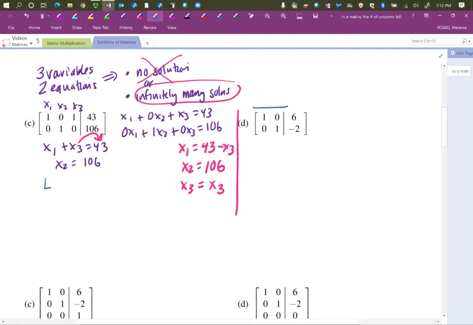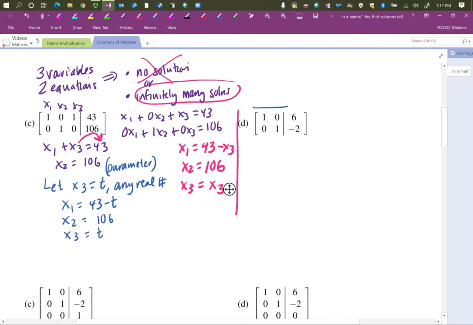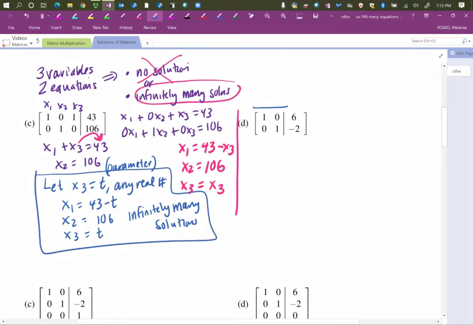So this is where you usually see something like this. Because x sub 3 is in both of these, we're going to let x sub 3 equal t, where t is any real number. Now t is called a parameter. It's any real number. So we have x sub 1 equals 43 minus some real number. So this side now is a number instead of a variable and a number. Then we have x sub 2 is 106 and x sub 3 is t. And because t is any real number, we know there are infinitely many real numbers. This has infinitely many solutions. Okay, and this is how you write your solution. Okay, let's try another one.